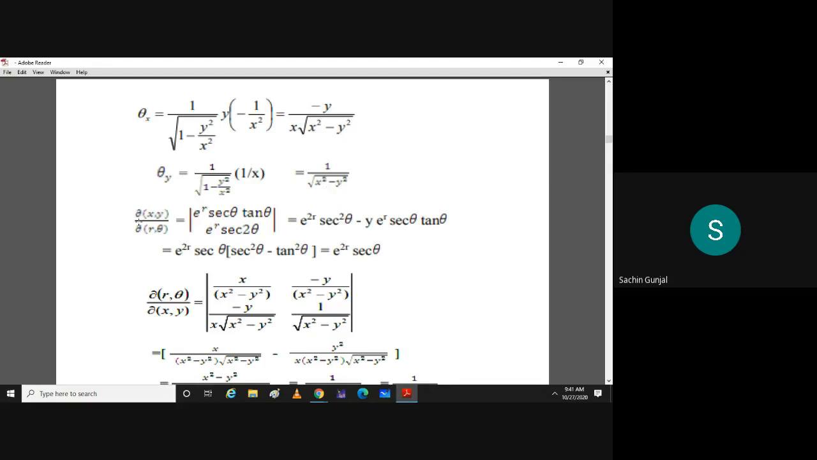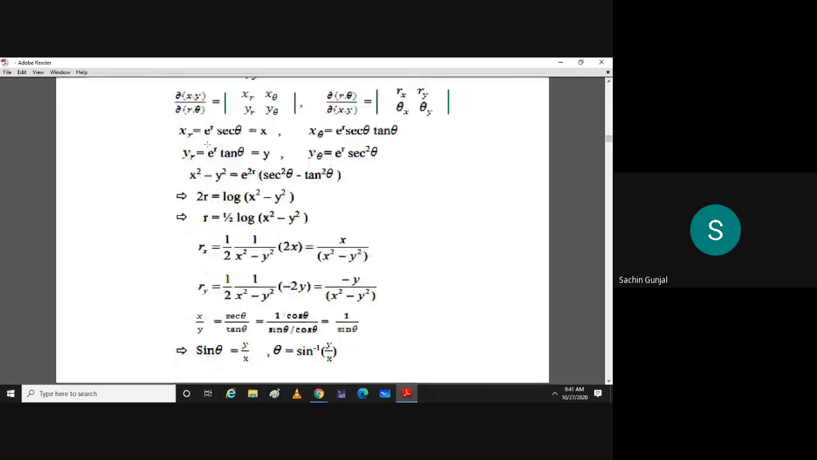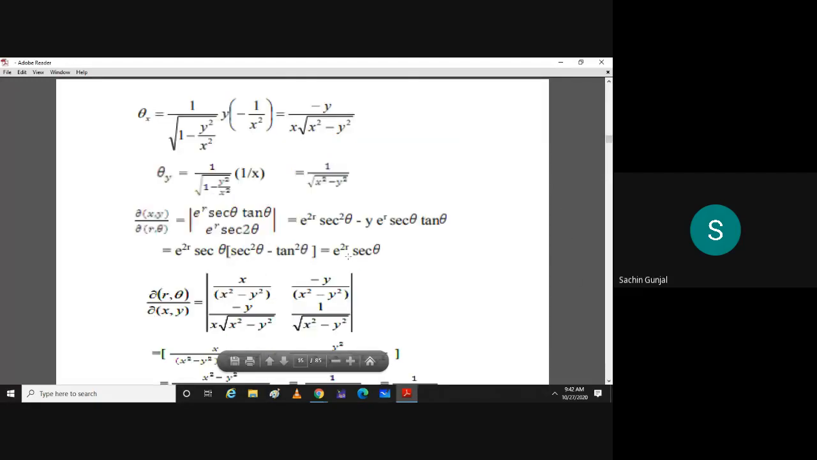So substitute these. So the Jacobian of xy with respect to r theta is e raised to 2r sec theta. Substituting these derivatives xr, x theta, yr, y theta here, you will get e raised to 2r sec theta.